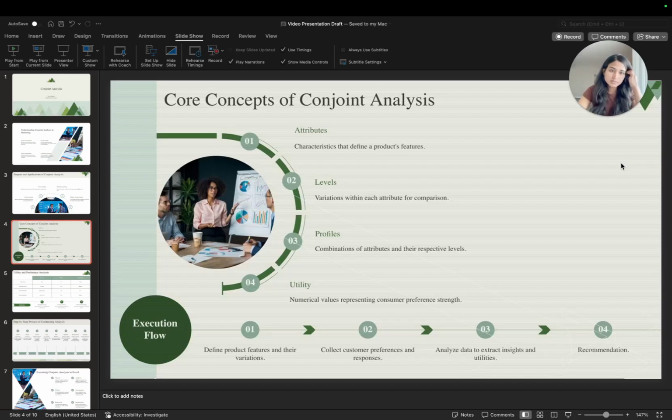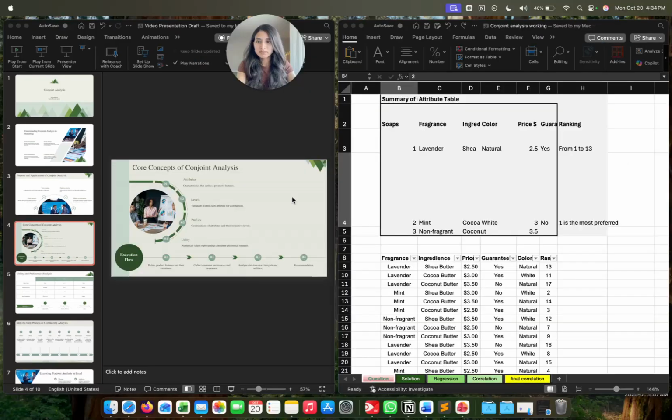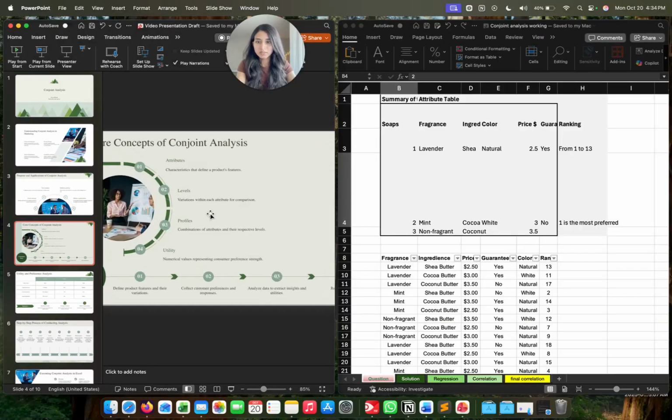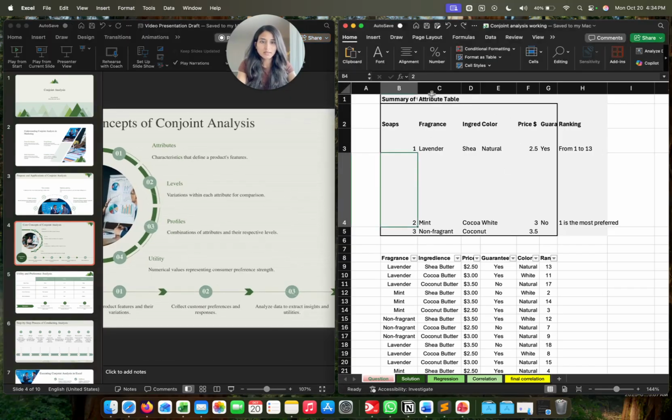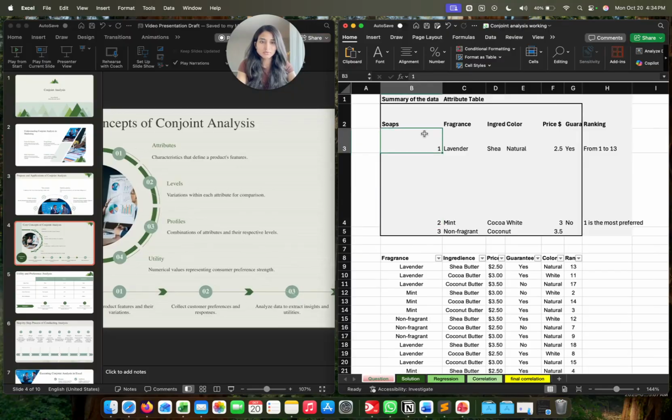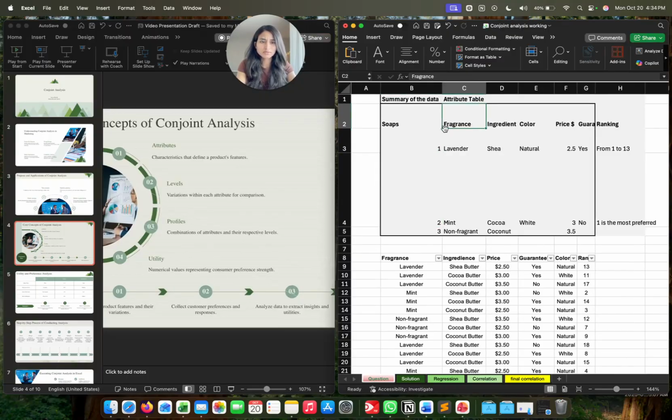The next is the profile determination. Here is a very good example that will help you understand what a profile means. For example, this is an attribute table for soap. You can see the fragrance; these are the attributes of the soap, and these are the profiles that will be created. The profile would be a multiplication of each of these. When we multiply each of these, that creates the number of profiles. It's like creating a matrix which includes each of the different product features.